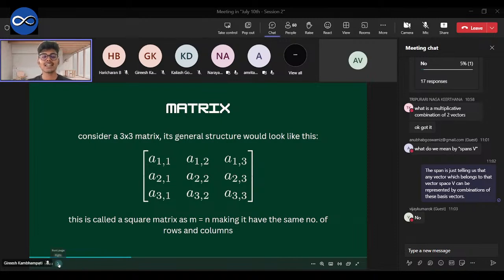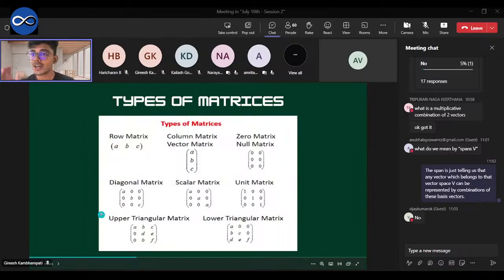When you consider a diagonal matrix, the non-diagonal elements have to be zero. That is the diagonal matrix. A scalar matrix is a type of diagonal matrix where all the elements in the diagonal are the same. Here they have given A, so all the diagonal elements are A. That is a scalar matrix. And the unit matrix is a type of scalar matrix where all the diagonal elements are 1.